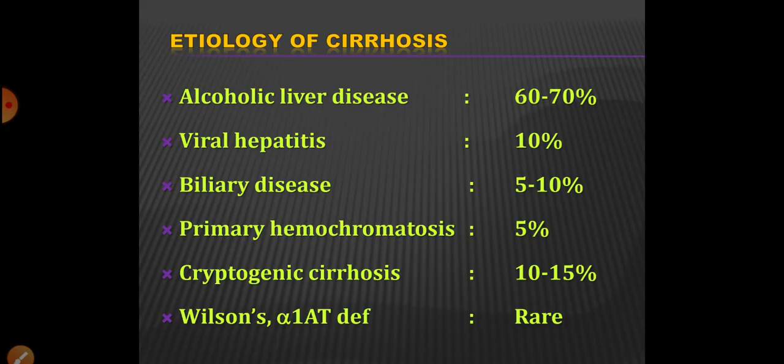Coming to the incidence of various etiological factors causing cirrhosis. Alcoholic liver disease constitutes about 60 to 70% cases of cirrhosis. Viral hepatitis constitutes around 10% of all cirrhotic cases. Biliary disease is responsible for 5 to 10% of cases of cirrhosis. Primary hemochromatosis for 5%. Cryptogenic cirrhosis is seen in 10 to 15% of cases, and Wilson's disease and alpha-1 antitrypsin deficiency are rare causes for cirrhosis.